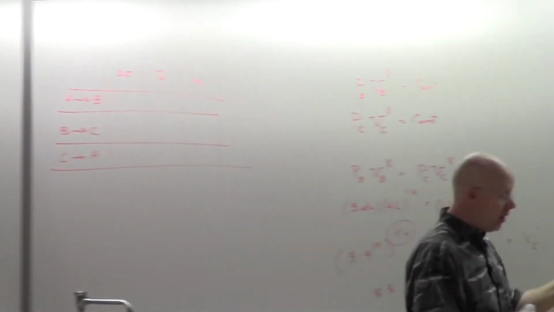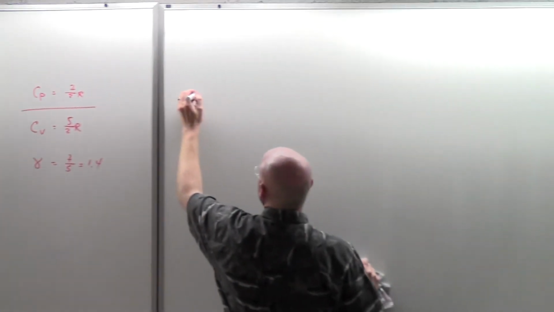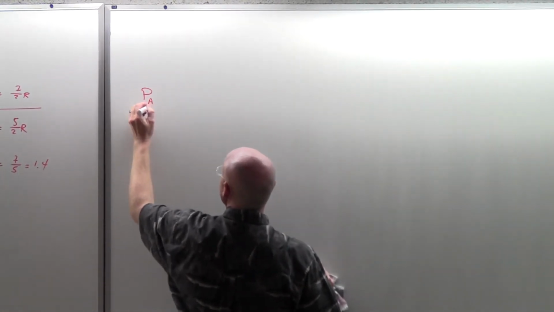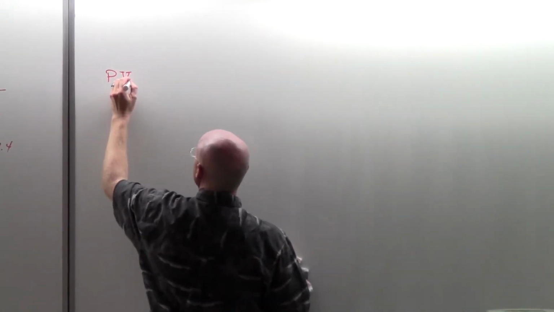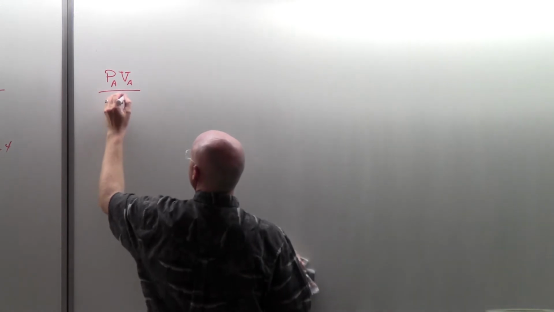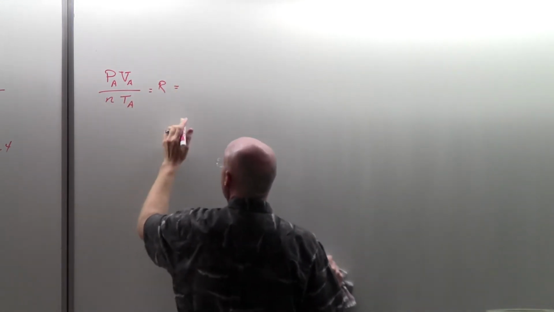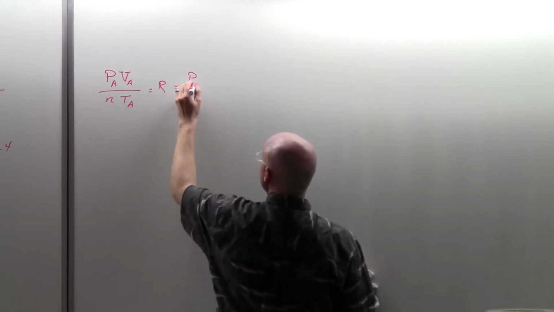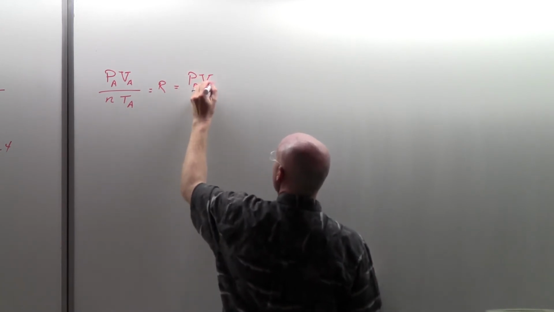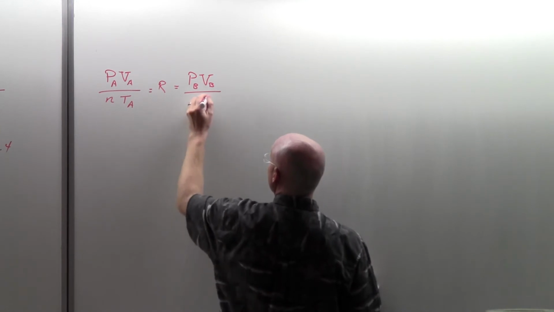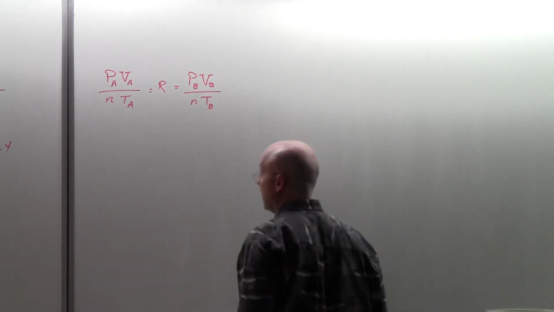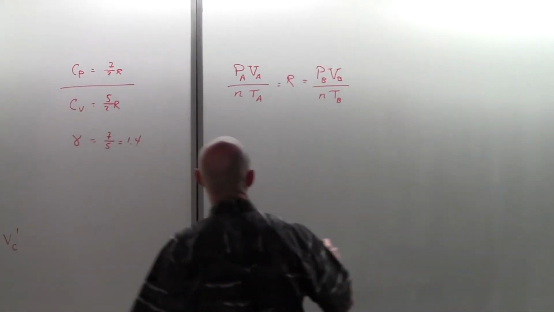I know that for an ideal gas, the pressure at A times the volume at A, divided by the number of molecules times the temperature at A, equals R. That would have to be the same as the pressure at B times the volume at B, divided by the number of molecules times the temperature at B. And I want to know the temperature at B.